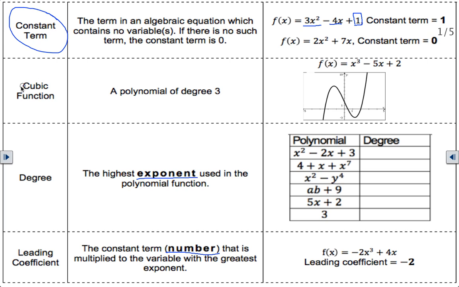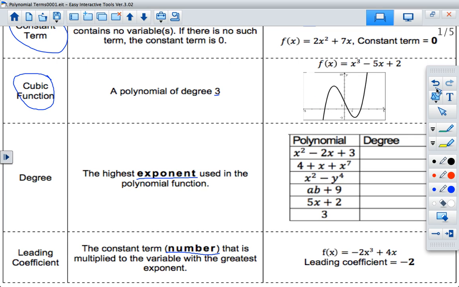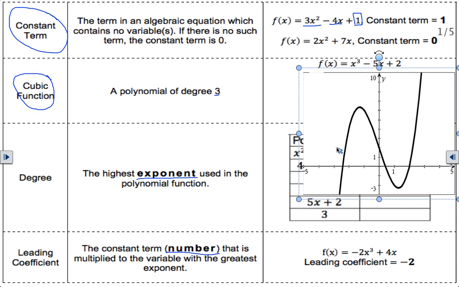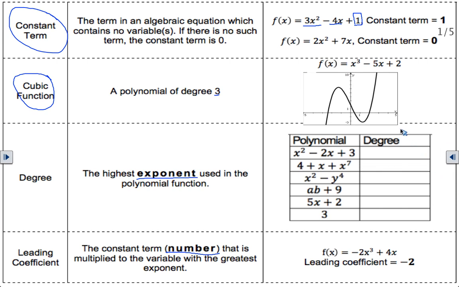Next term is called a cubic function. We've kind of covered these already. You've seen them, and it's just a polynomial where the highest exponent is a 3. So this is an example of a polynomial. I think on your notes you just have this equation here. You can see right here I have the actual graph of it. Let me make that a little bit bigger so you can see it.